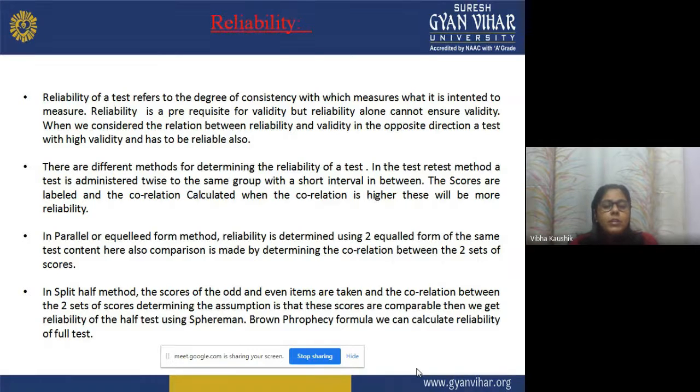In the split-half method, the scores of the odd and even items are taken, and the correlation between the two sets of scores, the odd set and the even set, is determined. The assumption is that these scores are comparable, so we get the reliability of the half test, and using the Spearman-Brown formula we can calculate the reliability of the full test.